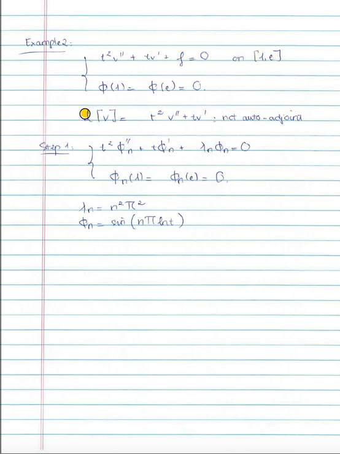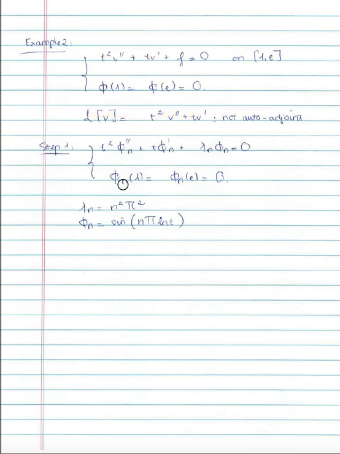Now, the operator will be the term that contains all the v. So the operator will be this guy. f is just the source term because it's given.